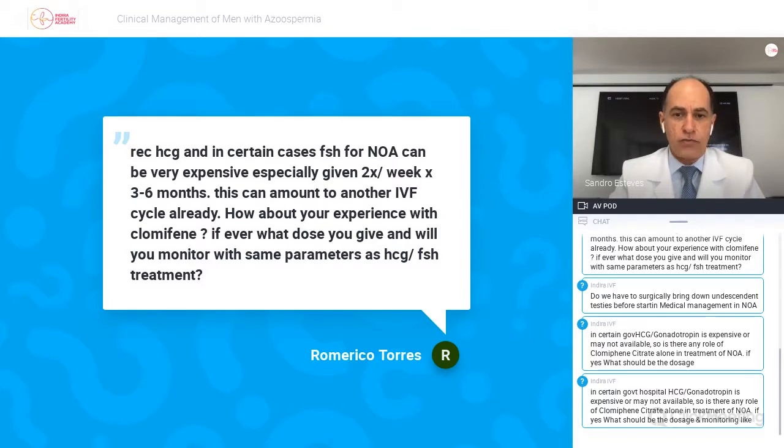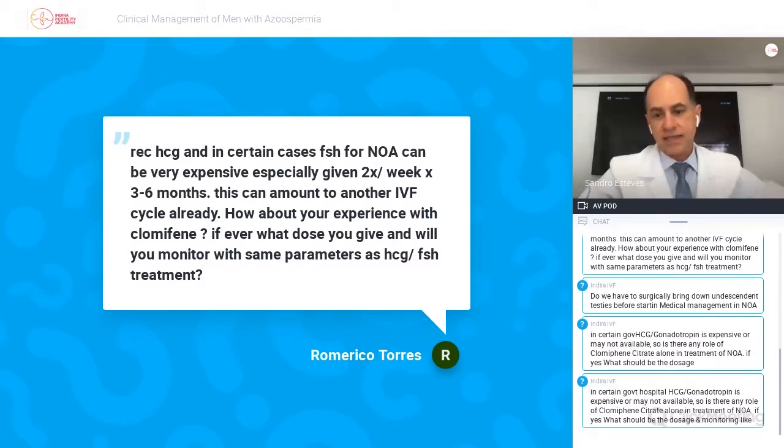Recombinant HCG. This is another question from another doctor, making a point that recombinant HCG and in certain cases FSH can be very expensive. I fully agree, especially given two times a week for 3-6 months. This can amount to another IVF cycle already. How about your experience with clomiphene? Yes, this is the situation that I have discussed before. If ever, what dose do you give, and will you monitor the same parameters? Yes, you need to monitor the same parameters.